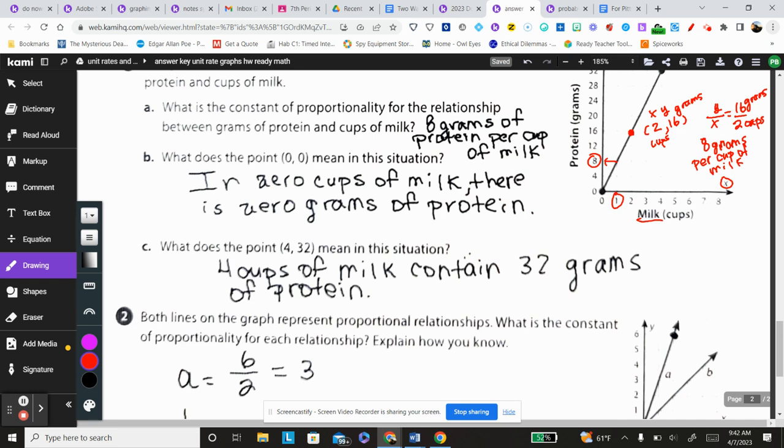All right, B, what does 0 mean? In 0 cups of milk, there are 0 grams of protein. But make sure you put cups of milk first, because on your x-axis is the cups of milk. You name that first, and then you talk about the grams of protein, okay? Everybody with me? All right, C, what does this mean? In 4 cups of milk, there are 32 grams of protein.